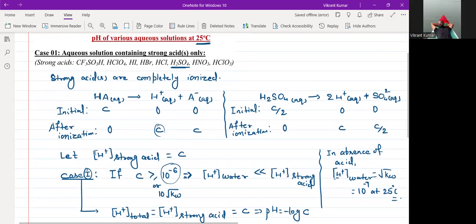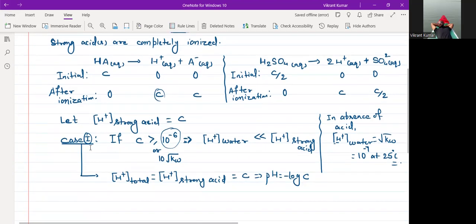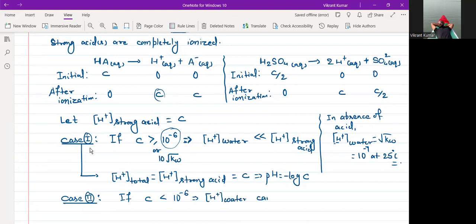अब यहाँ जैसे ही आ जाएगा तो we'll just check if it is greater than 10 raised to minus 6, तो सीधा minus log of C करके we can calculate the pH. That's one part. Second part is, इसी में मान लो अगर दूसरा केस आ गया, case 2, if C is not that much, it becomes less than 10 raised to minus 6, then what will happen? तो यहां पर बोलेंगे H plus from water cannot be neglected, है ना? In comparison to H plus from acid.